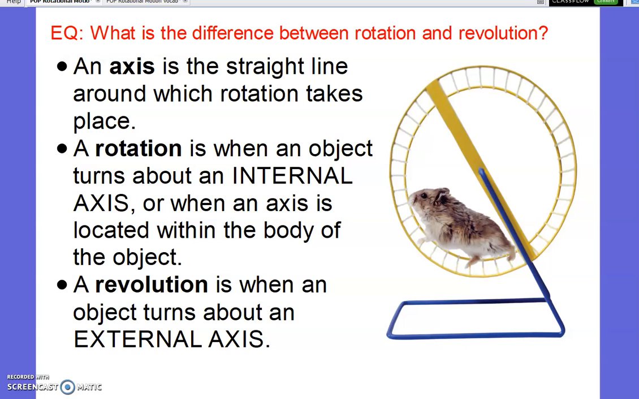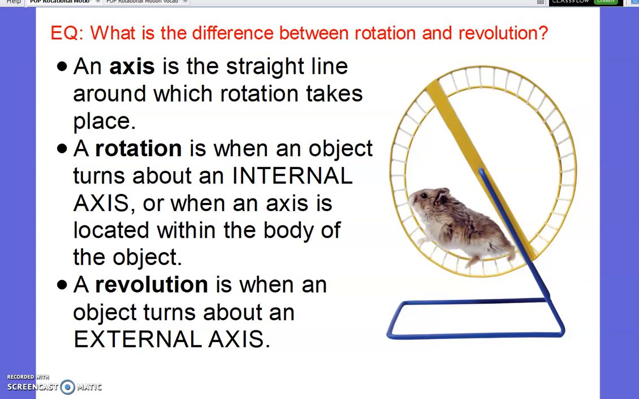In this video, we're looking at the differences between linear motion and rotational motion. Specifically, first we're looking at the differences between what is rotation and what is a revolution. Although a lot of times we use these terms interchangeably, there is a little bit of a difference between the two. In order to understand the difference, we first need to understand what we mean by the term axis.